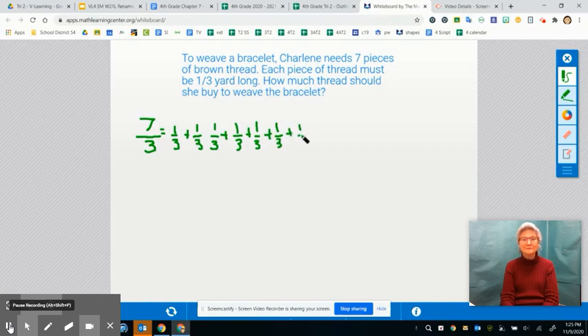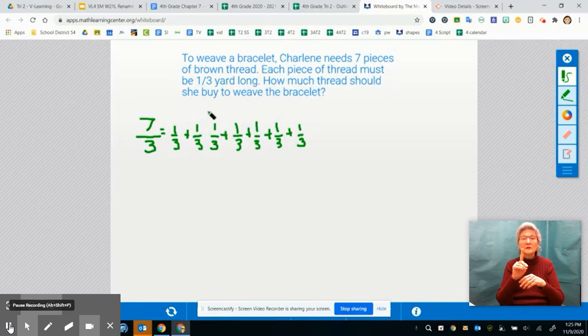So this equation right here shows that 7 thirds, which is what I need, 7 pieces divided into 1/3 pieces, is equal to 1/3 plus 1/3 plus 1/3. It's essentially equal to 1/3 7 times. I know that 3 thirds is 1 whole yard.